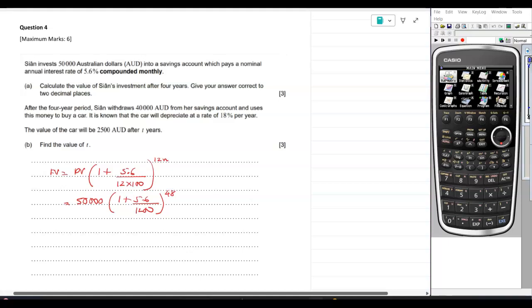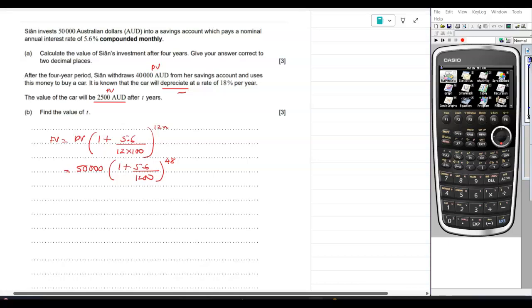After the 4-year period, she withdraws 40,000 from her savings account and uses the money to buy a car. You know that the car depreciates at a rate of 18% per year. Correct? The value of the car is 2,500. So this is your final value. This is the present value. Depreciate with minus. Correct? So tell me the formula.